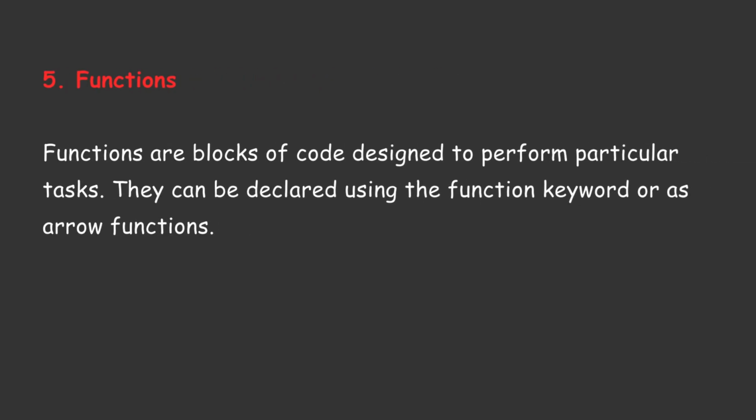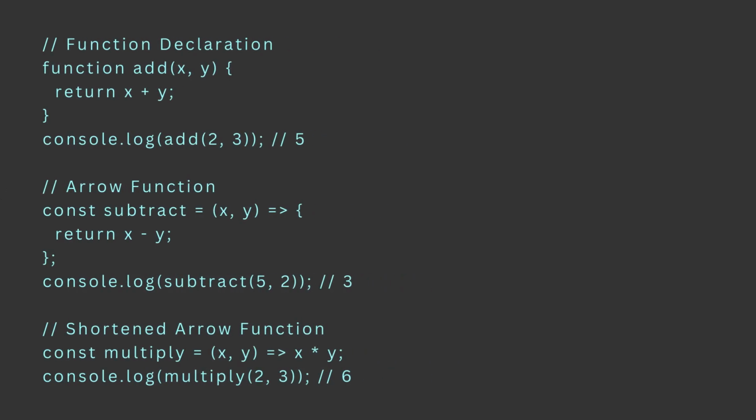Sixth one is functions. Functions are blocks of code designed to perform particular tasks. They can be declared using the function keyword or as arrow functions. This JavaScript code defines three functions. Add adds two numbers, subtract subtracts one from the other, and multiply multiplies them. They're defined using traditional function syntax, arrow function syntax with curly braces, and a shorter arrow function without curly braces. Each function is then called with sample arguments, demonstrating their usage and output.